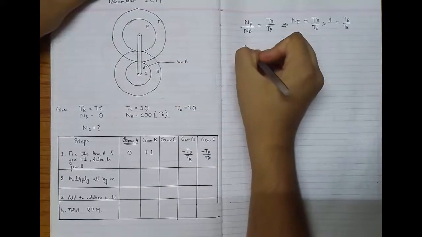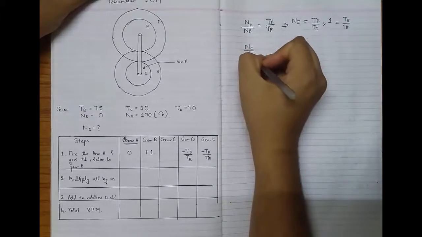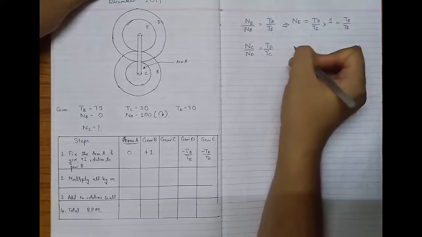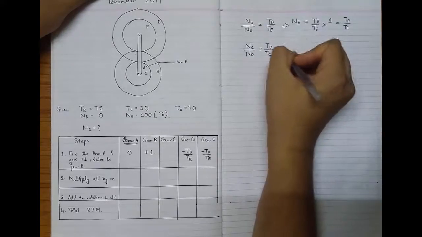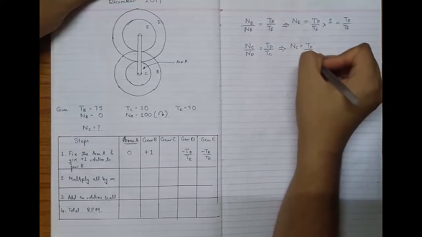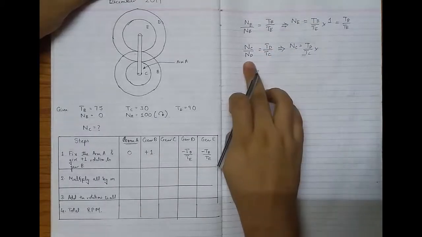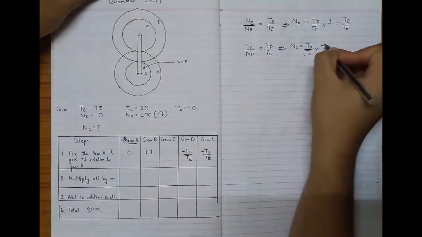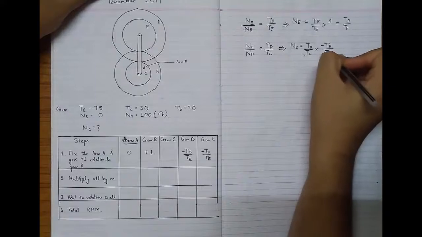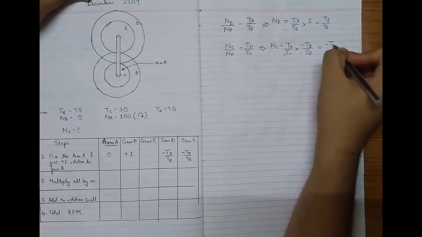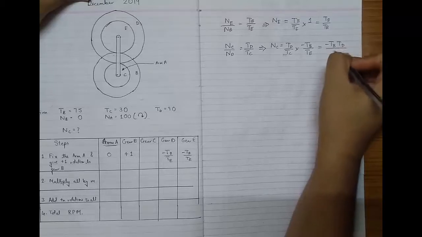So the equation will be RPM of C upon RPM of D is equal to number of teeth on D divided by number of teeth on C. So this will give us RPM of C is equal to TD upon TC into RPM of D. What is the RPM of D? Minus TB upon TE. So this total comes out to be minus TB TD upon TC TE.